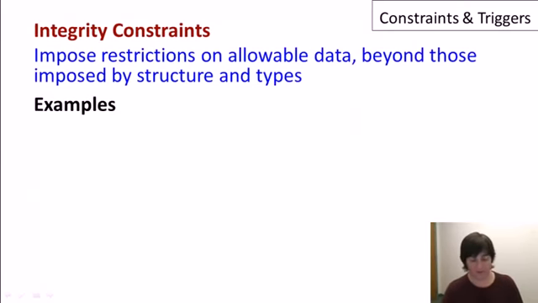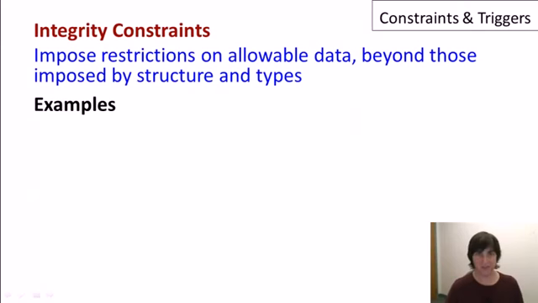Let's talk a little more about integrity constraints and then we'll move to triggers. The idea of integrity constraints is that we want to impose restrictions on the allowed data of the database. When we create a schema and say the types of the attributes, we're already imposing structural and type restrictions, but integrity constraints tend to be more semantic. They capture restrictions that have to do with the application.